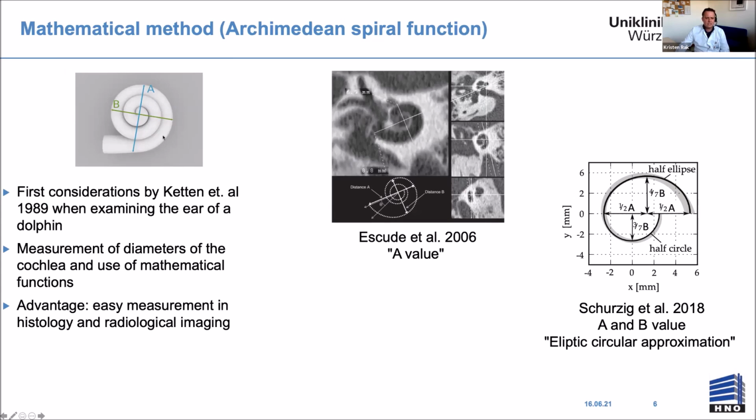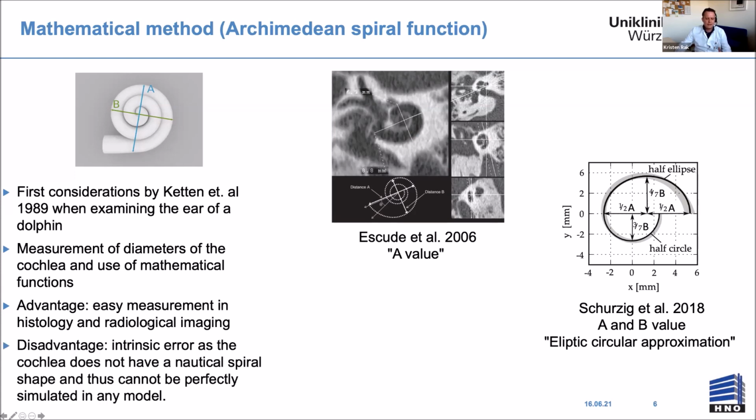Then there are the mathematical methods. They are all derivations from the Archimedean spiral function. The first consideration using this was published by Ketten et al. in 1989, when they examined the ear of the dolphin. Here you use diameters of the cochlea, like here the diameter R or B, and then you use a mathematical function. The advantages of these techniques are the easy measurements in histology and radiological imaging, but there are some disadvantages because there is an intrinsic error: the cochlea is not a perfect spiral, and that's why the function cannot perfectly describe the cochlea.